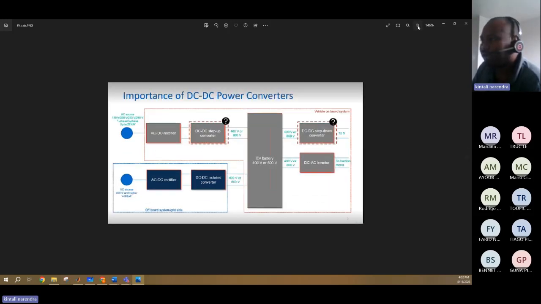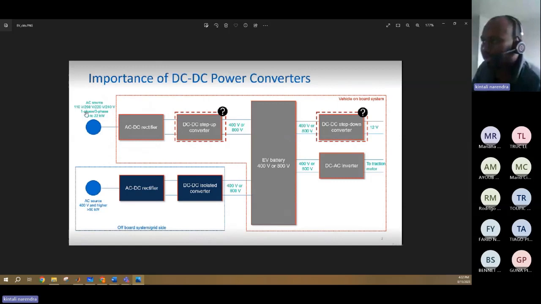In the same way, in order to charge your battery, the power supply provided at your home is again not 400 volts or 800 volts. So what we do is use a step up converter, that is called a boost converter. The AC is converted to DC using a rectifier, and that rectifier output is provided to a DC to DC step up converter, and this will charge the battery. Here it is boost, here it is buck.